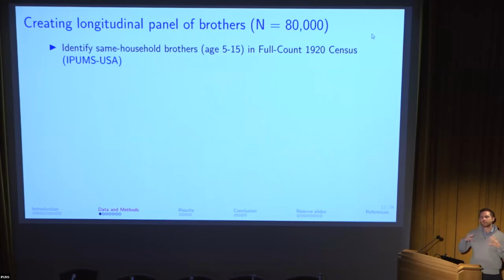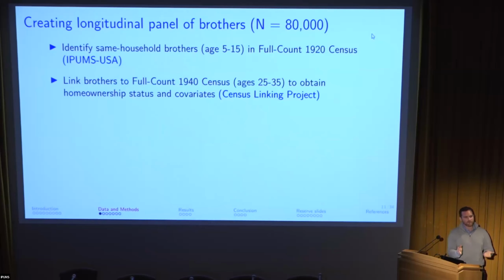brothers. Unfortunately, this study is restricted only to men due to last name changes for women during marriage, precluding accurate linkage. Here I first identify brothers from the household roster in the 1920 census. I then link these brothers in the 1920 census to the 1940 census. In the 1940 census, I observe them between the ages of 25 to 35.